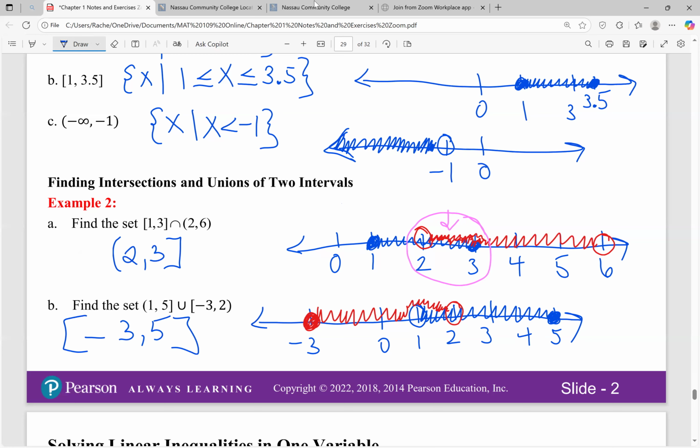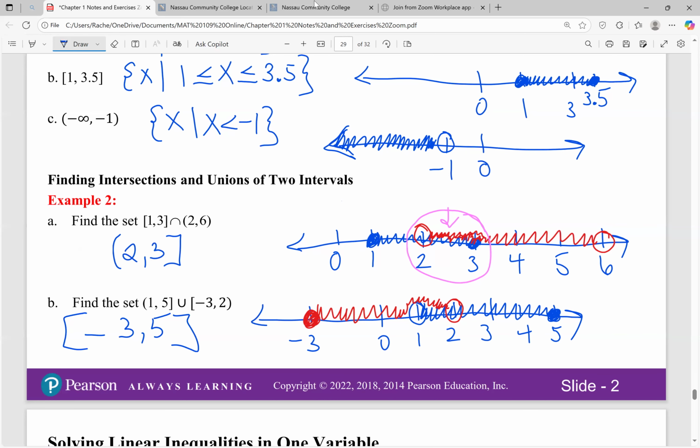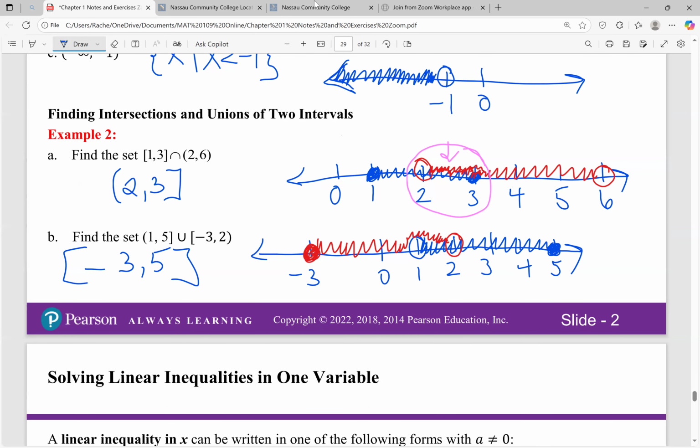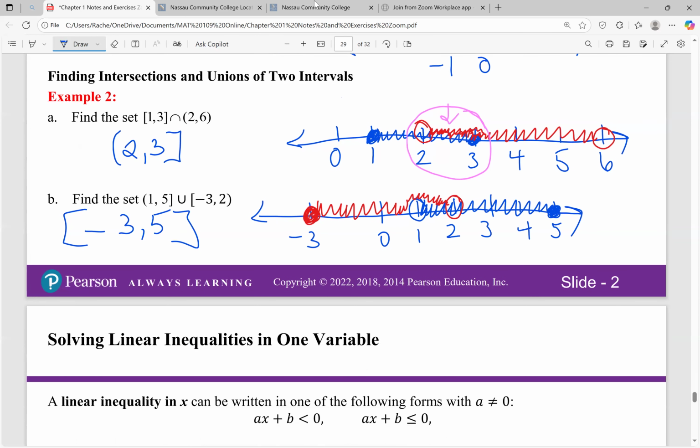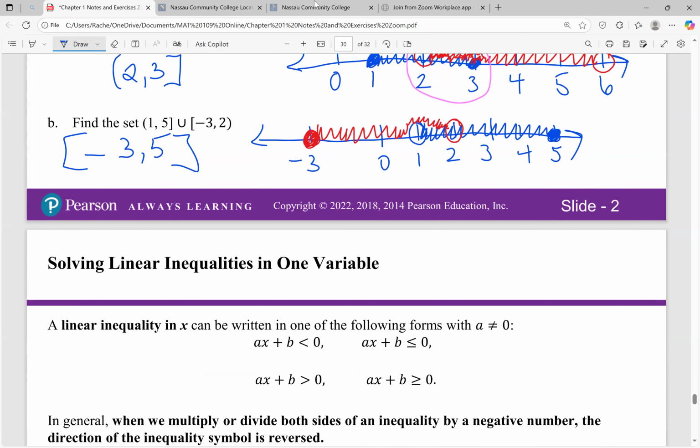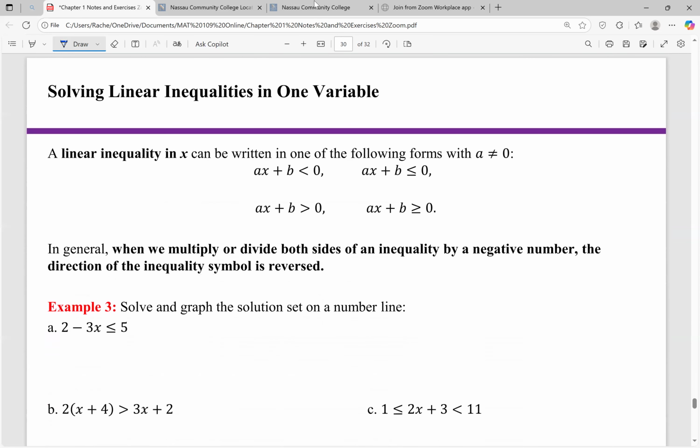And you'll have more practice on the homework assignment with this. But the reason I'm practicing this is because now whenever we solve linear inequalities, we're going to write our answers in set notation, either interval notation or set builder notation. So I just wanted everybody to be comfortable with that. So let's solve a linear inequality in one variable.